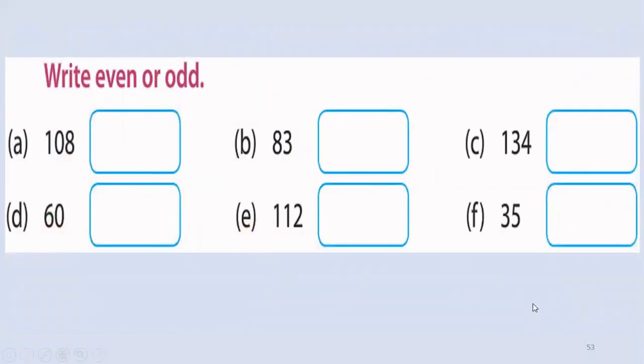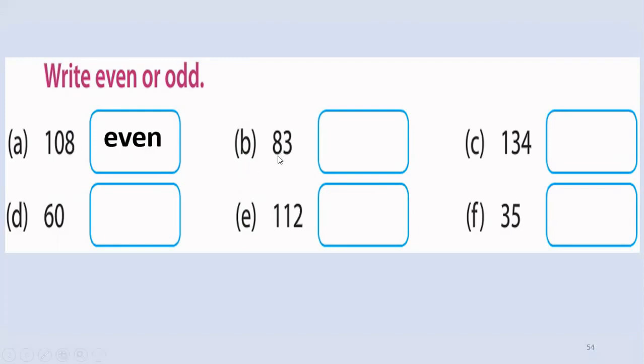Now over here we have to write even or odd. Now we have to keep that rule in our mind which we have read, that is we will only look or focus at the ones place. Now this is a 3-digit number, 108. Let's see in the ones place. We have 8. So remember the rule. All the numbers which end with 0, 2, 4, 6 and 8 are called even numbers. So it is even.